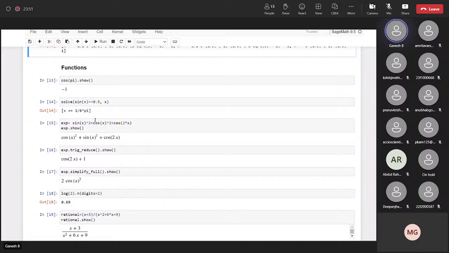And you can also simplify and reduce these expressions. So, for example, I have this expression: cos square x plus sin square x plus cos 2x.